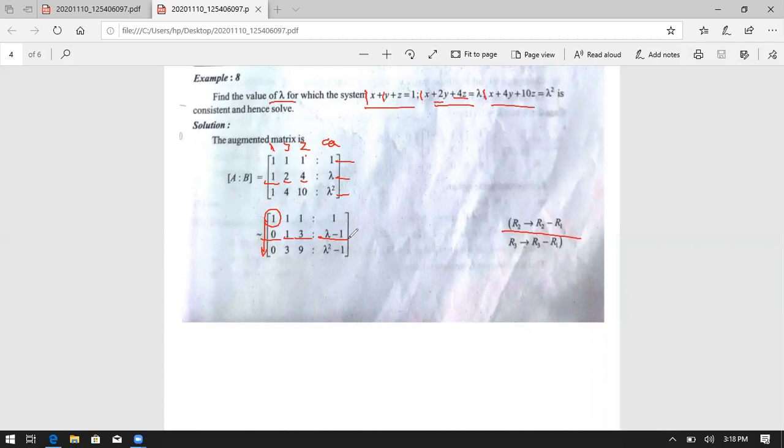Next come to the third row, R3, where also 1 is there. That's why R3 minus R1. R3 minus R1: 1 minus 1 is 0. Next, 4 minus 1 is 3, then 10 minus 1 is 9. Then lambda square minus 1. This is R3 minus R1. Okay, next step, this is 0, 0. Here 1 is there, correct. After that, you make this one 0. Replacing the 3, we take the 0.